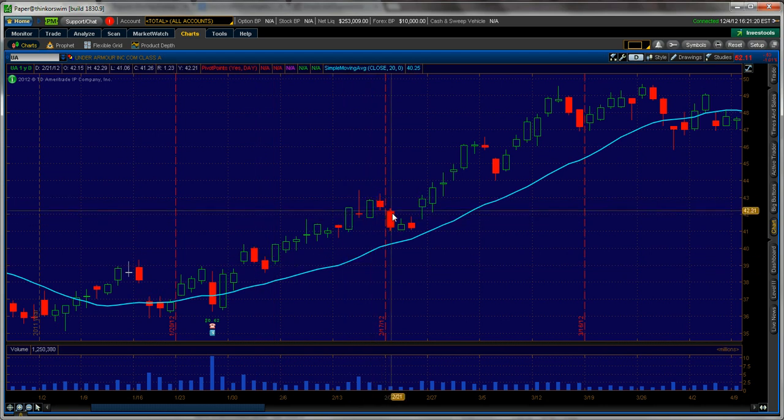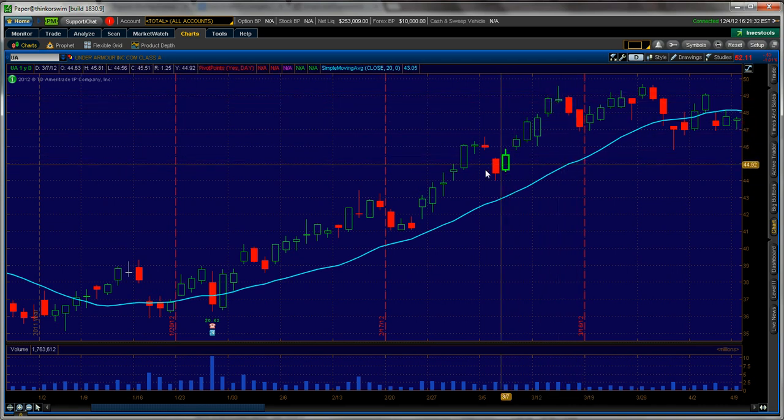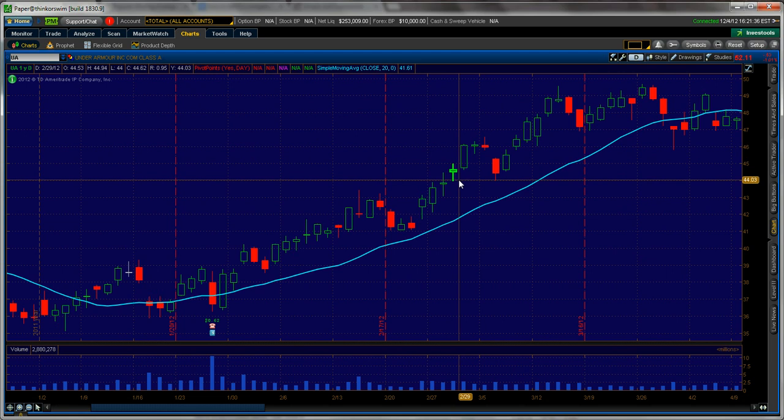You get a little sell-off here, it provided support, bulls came in, gapped up, and then you're off to the races again. Quick sell-off, boom, buyers are there waiting for it. And that's just an example of the moving average being able to provide support.